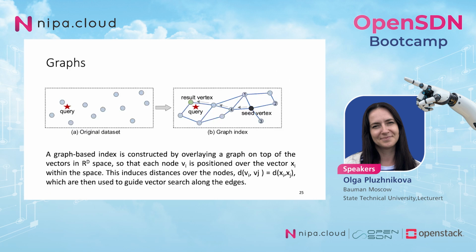A graph-based index is constructed by overlaying a graph on top of the vectors in space, so that each node is positioned over a vector within the space. This includes distances over the nodes, which are then used to guide vector search along the edges. An example is shown in this figure. The main consideration for these indexes is edge selection. In other words, deciding which edges should be included during graph construction.